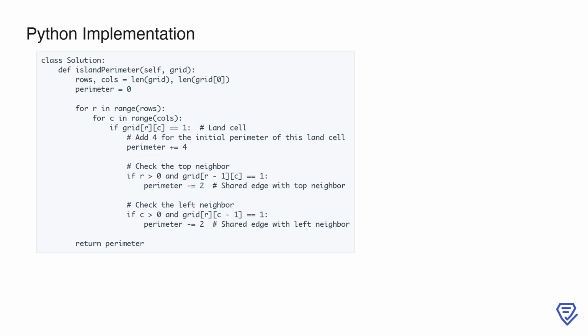If the cell above, [r-1], is land, it reduces the perimeter by 2, as this edge is shared. Similarly, if the cell to the left, [c-1], is land, it reduces the perimeter by 2 for the shared edge. This process ensures every shared boundary is only counted once. Finally, the function returns the total perimeter after examining all cells in the grid. This approach effectively handles edge cases, such as islands touching the grid boundary or multiple disjoint islands, while maintaining a time complexity of O(m*n), where m and n are the grid dimensions.